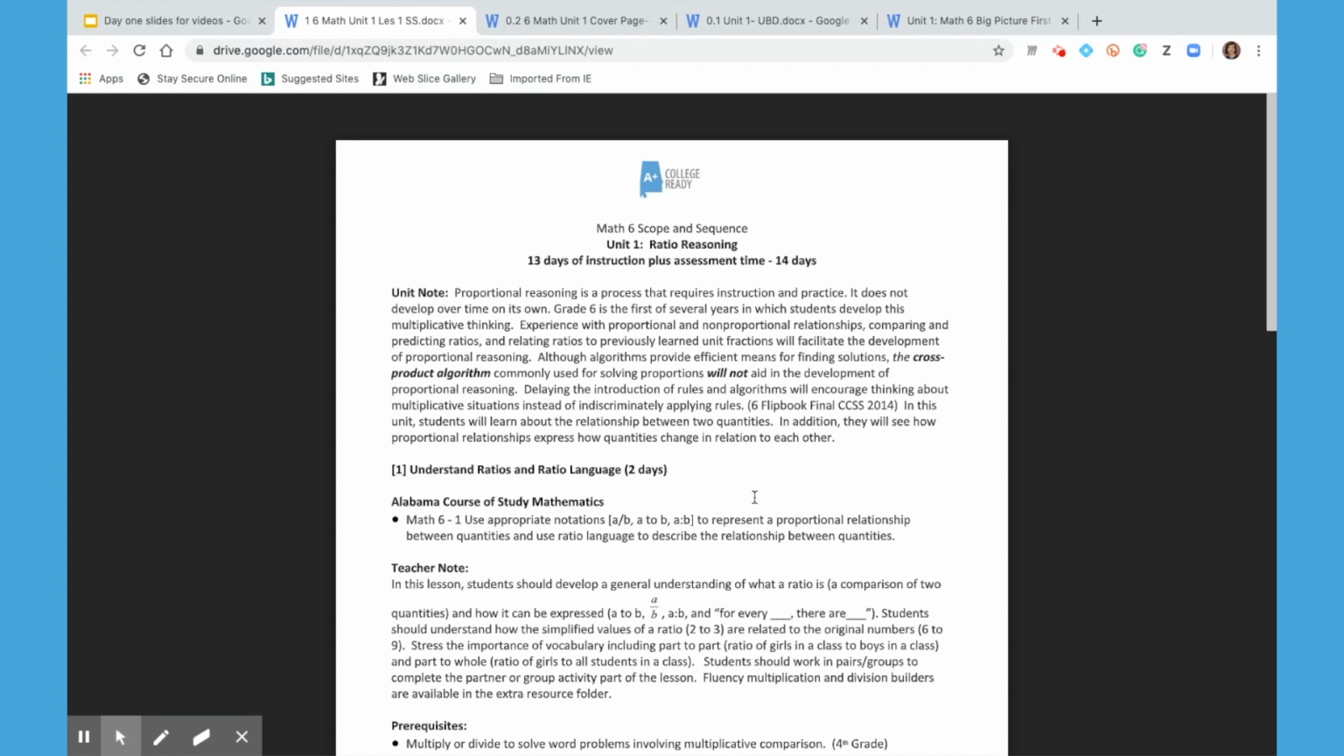This is ratio reasoning. So what is important for this unit as a teacher to know? Proportional reasoning is a process that requires instruction and practice. It does not develop over time on its own. Grade 6 is the first of several years in which students develop this multiplicative thinking. Experience with proportional and non-proportional relationships, comparing and predicting ratios, and relating ratios to previously learned unit fractions will facilitate the development of proportional reasoning.